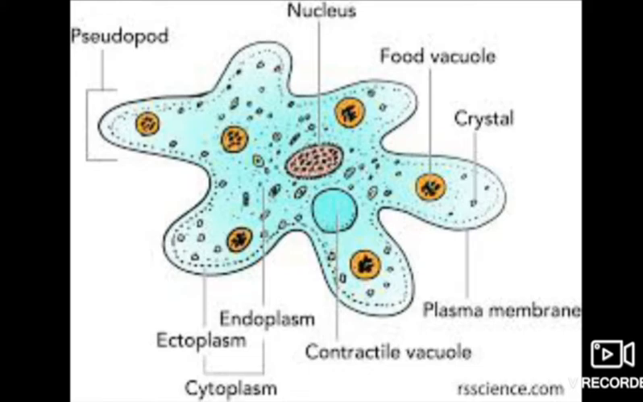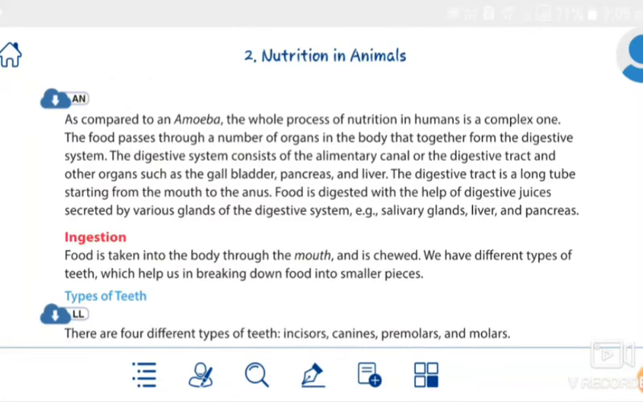Next we studied about nutrition in human beings. Here the food passes through many organs to complete the process of digestion, right? So the digestive system consists of the alimentary canal and digestive tract, gallbladder, pancreas, and then it passes to the liver. The digestive tract is a long tube starting from the mouth to the anus. The salivary glands, liver and pancreas secrete juices that are helpful for the process of digestion.